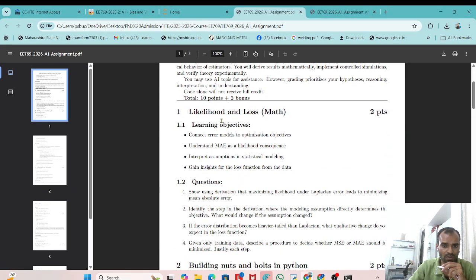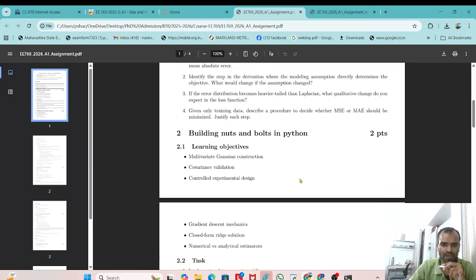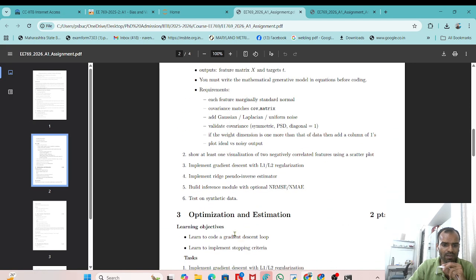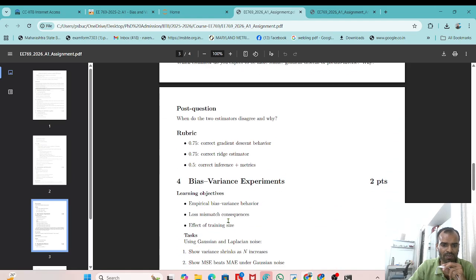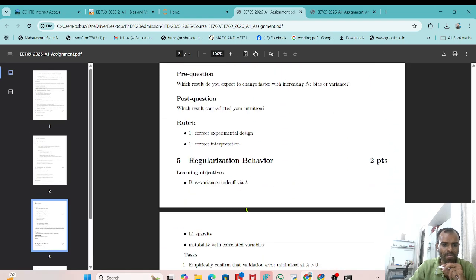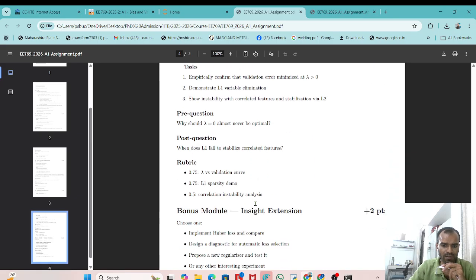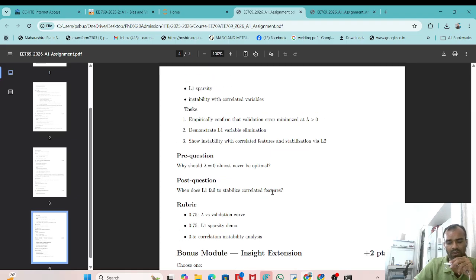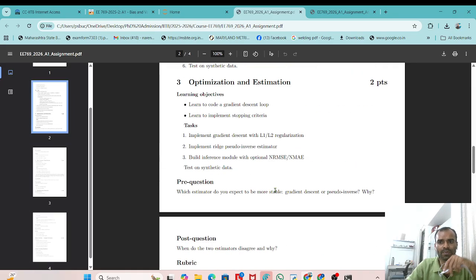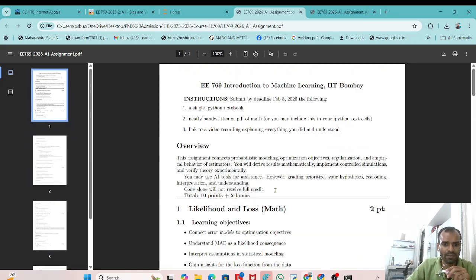First task is on likelihood and loss, second is building nuts and bolts, then optimization and estimations, the bias variance experiment, then regularization behavior, and then the bonus model. So I have covered all these tasks. Okay, so we will see one by one.